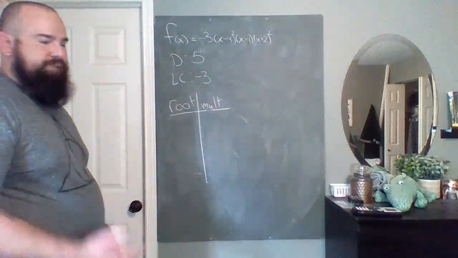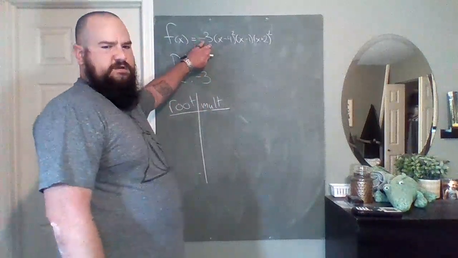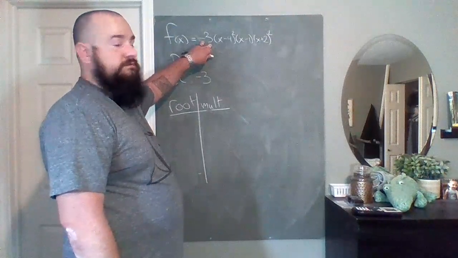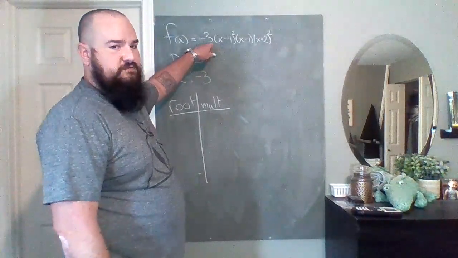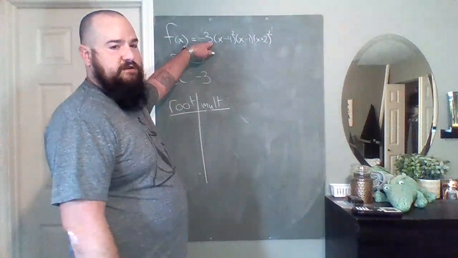Next thing is the roots. Okay? We go left to right. So I have negative 3. Do I have a root at 0? No. Because there's no x here, I don't have a root at 0. We don't always have roots at 0. Only if there's an x by itself out here.